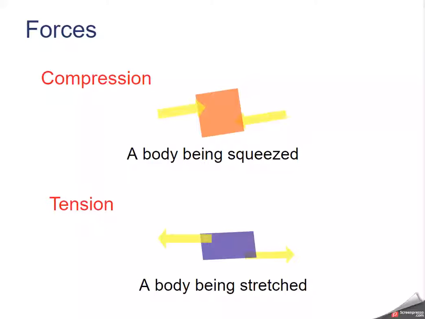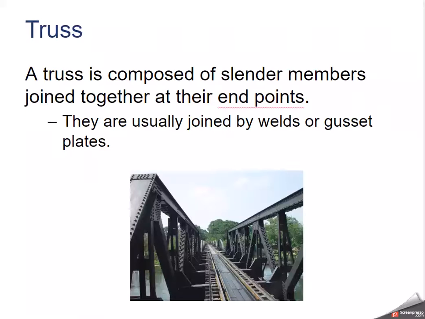So we're going to look at our forces. There are two different types that we're going to look at: compression and tension. Compression is when the joint is being squeezed, so the two members going into it are squeezing and pushing that together. Tension is going to pull outside or away from the joint itself. So an individual member can either be a compression member or a tension member.